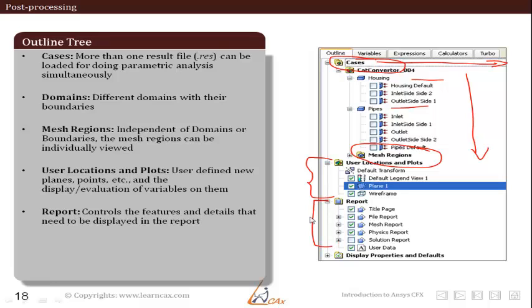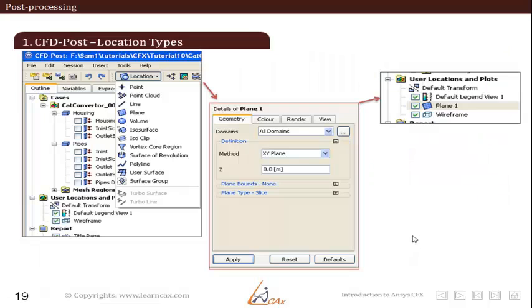Below that we have report, which is over here. This controls the features and details that need to be displayed in the report. Below that we have the display properties section and all the defaults that are stored. This is for changing different display properties of images we see when we display results. Generally we don't need to edit this much.